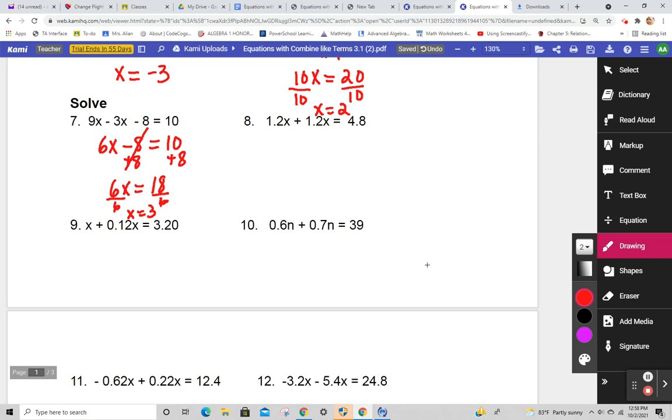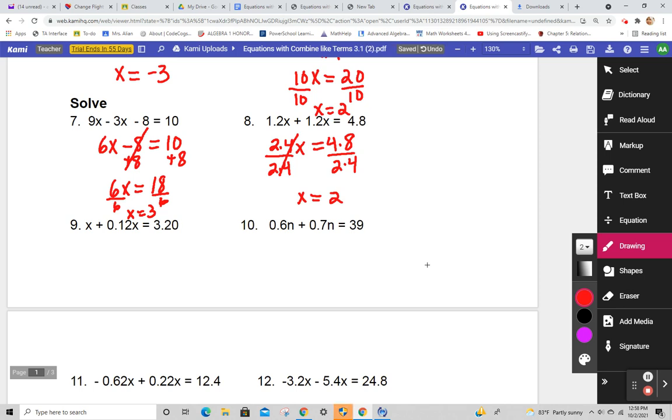All right, number 8. 1.2x plus 1.2x, these are like terms. We can combine them. That'll give us 2.4x equals 4.8. Divide both sides by 2.4. X equals 2.